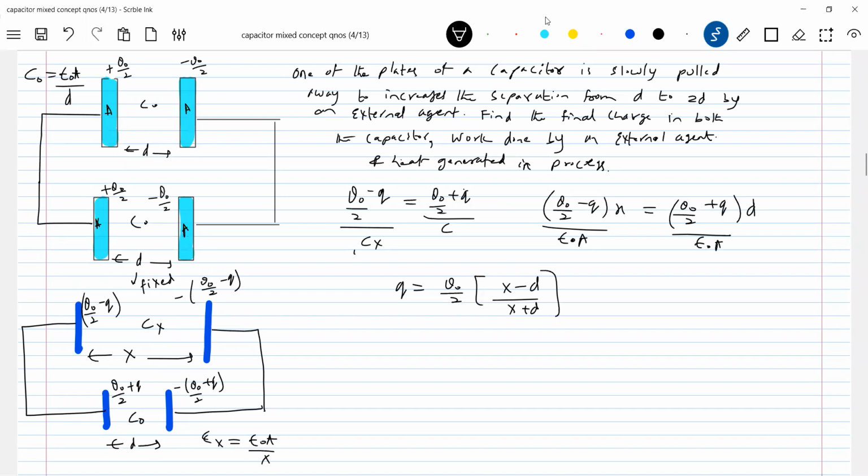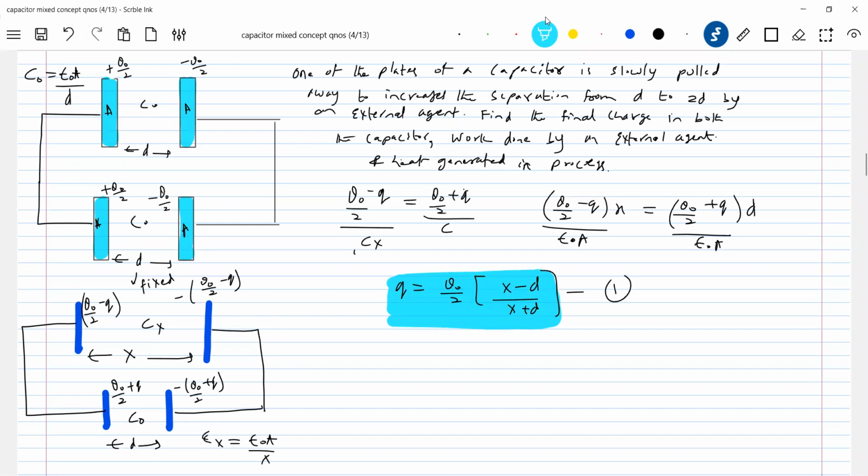So we'll calculate the final charge. Finally, what happened? The separation will become 2d. Now substitute x equal to 2d. The final charge is going to become Q naught by 6. That is equation one; let me keep it in this one. Okay, fine. So I just directly wrote it. I'm able to remember some data. This is the expression for charge here.